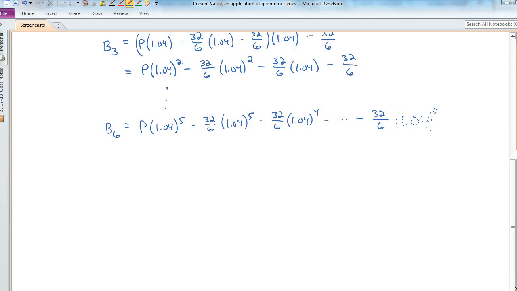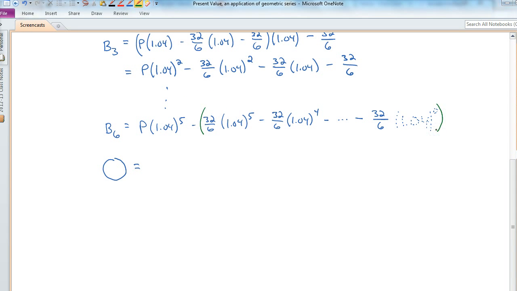So 2 things have to happen now. First, we recognize that the balance of the account after 6 payments should be 0. There should be $0 left in the account after 6 payments. The second thing we recognize is that we have a geometric series somewhere on the right side of the equation. The geometric series happens to be right here.